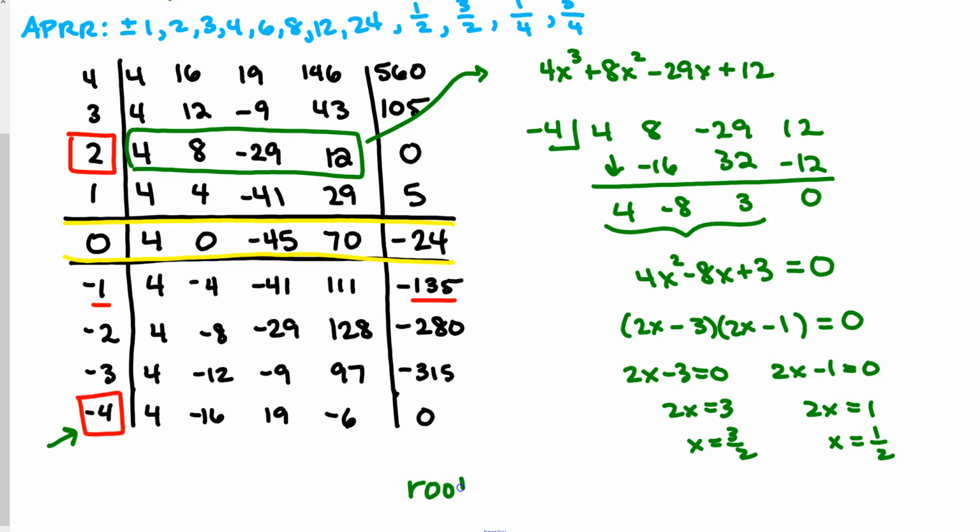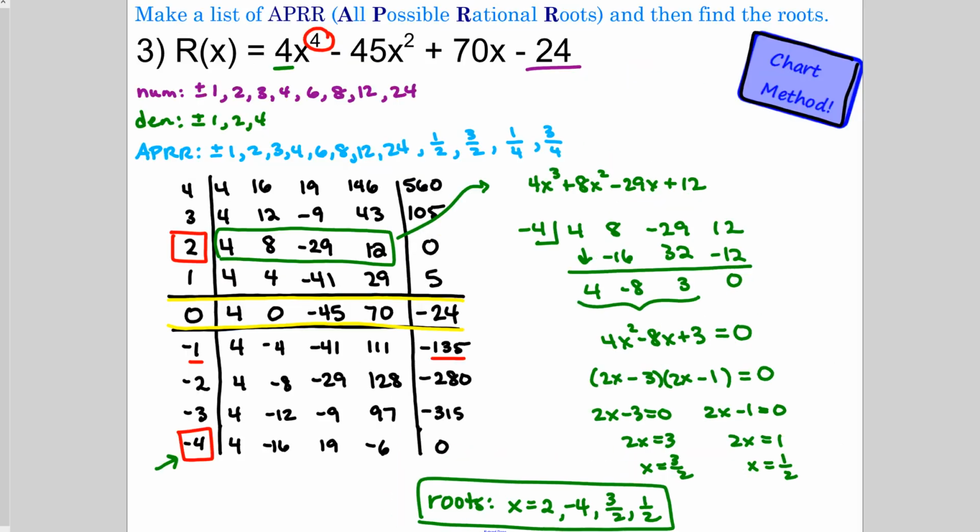I'll put them all together. X equals 2, -4, 3/2, and 1/2. And those were all numbers that were in the APRR list, you might recall. Okay, 2, -4, 3/2, and 1/2. And there's something else I want to show you. So I'll talk about this more later, but notice how our remainders here went from positive to negative. They're going to go from positive to negative by passing through 0, and so it makes sense that there was a 0 between 0 and 1, and that was 1/2.